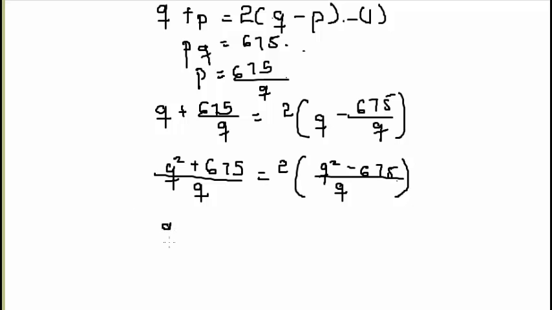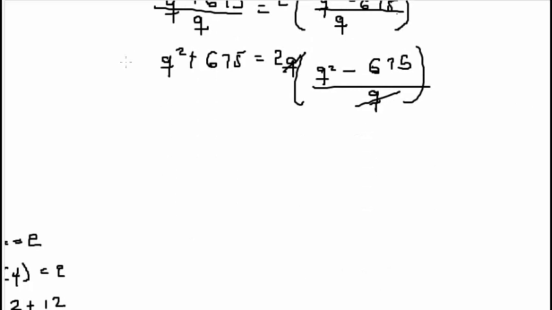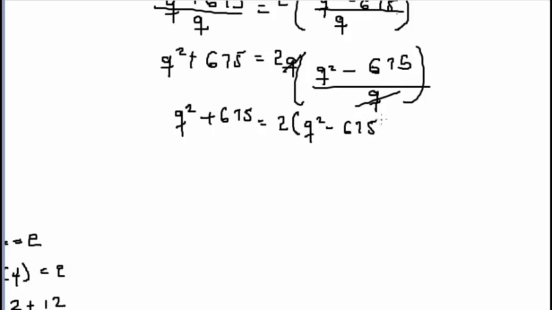If I cross multiply, I have here that Q squared plus 675 is equal to 2Q into bracket Q squared minus 675. This is 675 here, sorry, over Q. Q cancels out Q. I'm left with Q squared plus 675 is equal to 2 into bracket Q squared minus 675. This becomes Q squared plus 675 is equal to 2Q squared minus, when I multiply this out, 1350.